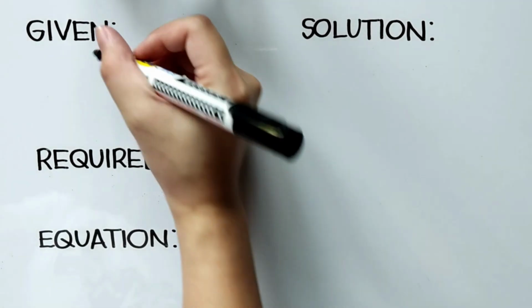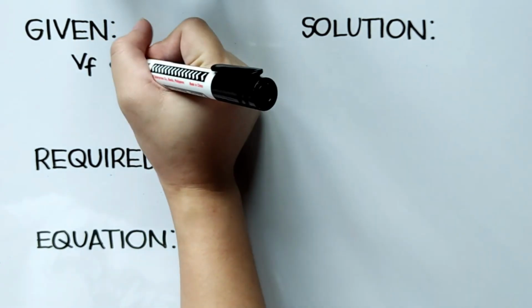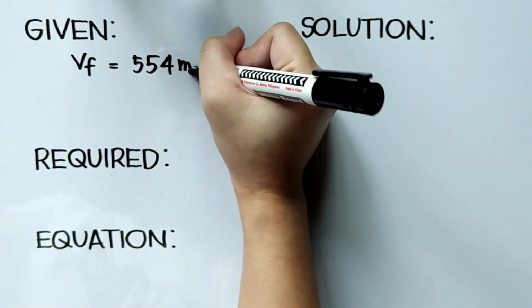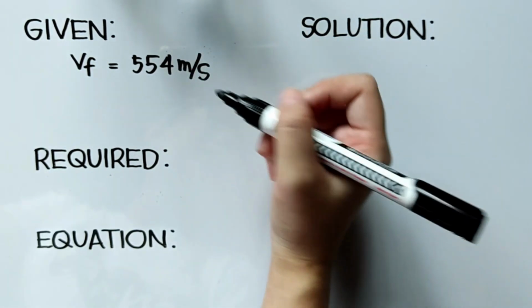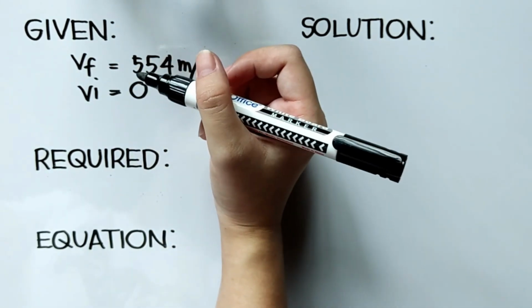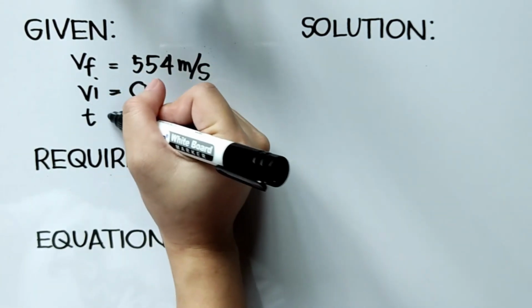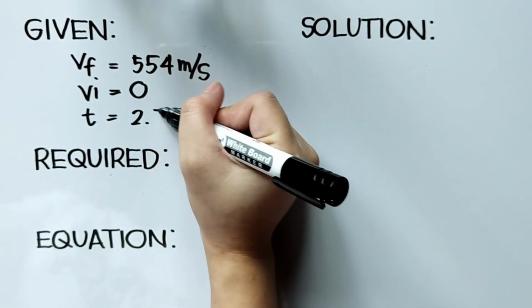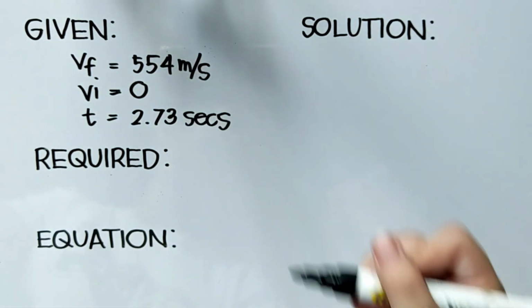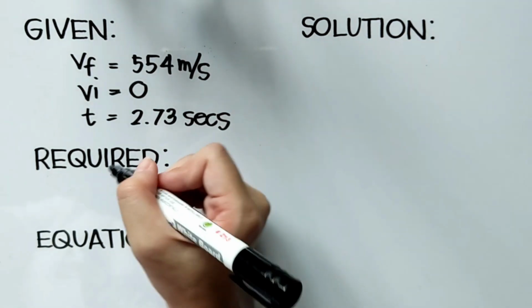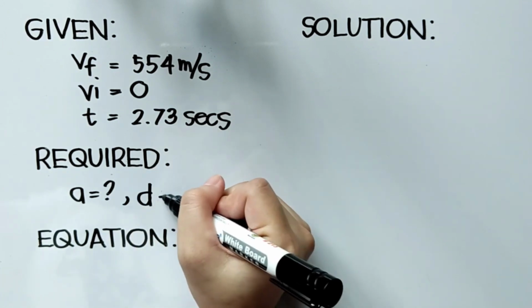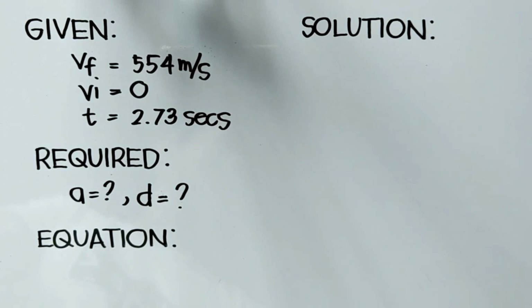For this problem, we're going to start by identifying our given values. It was said that the rocket-powered sled is accelerated to a speed of 554 meters per second, which means that our initial speed is 0. We also have a given time of 2.73 seconds. With these given values, we are required to determine the acceleration and the distance that the sled travels.